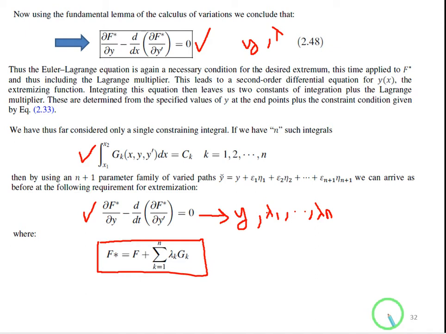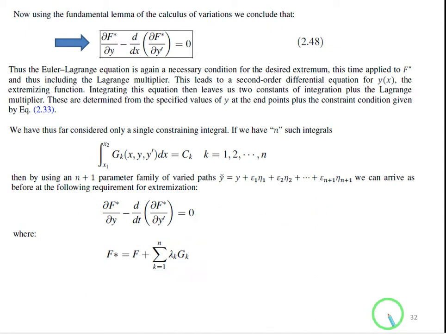This is how we can use a variational method to solve a functional problem with integral constraints.